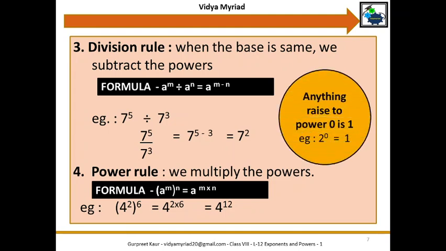And any number which is raised to power 0, which can be any 1 digit, 2 digit, 3 digit, any number, their answer will always be equal to 1. So the golden rule is anything raised to power 0 is 1.